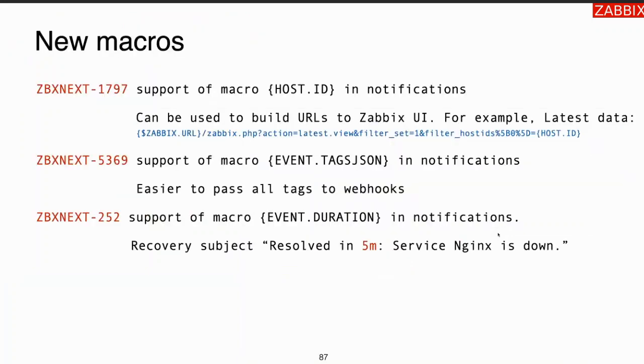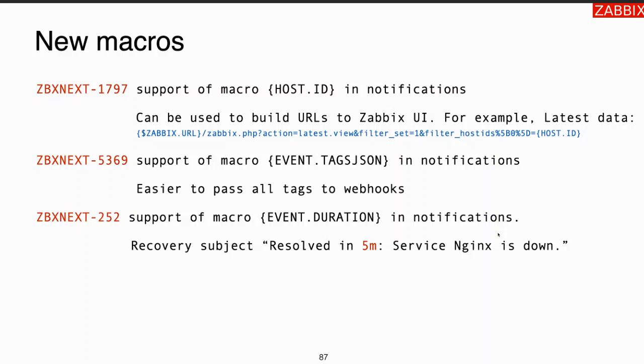Zabbix 5.0 also comes with the support of new macros. Host ID for notifications really helps to build URLs to the Zabbix UI. It also comes with the support of an event tags JSON macro for notifications, making it much easier to pass all tags to webhooks. And what I like very much is the event duration macro in notifications.